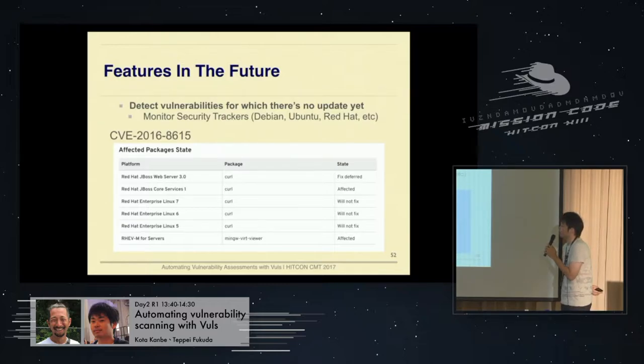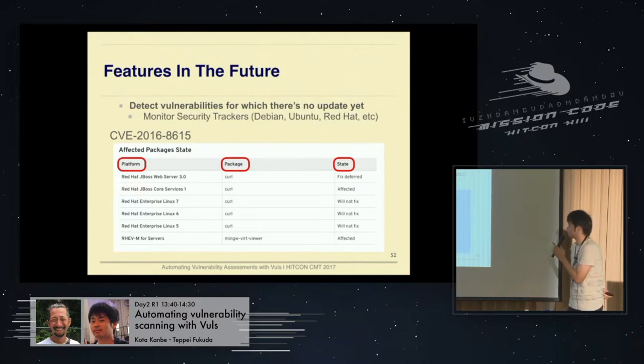In the following table, this is an example of Red Hat security trackers about CVE-2016-8615. This table shows platform name, such as Red Hat Enterprise Linux 5, 6, or 7, and package name, such as curl or bash, OpenSSL, and so on, and the status of security updates for each platform and each package.